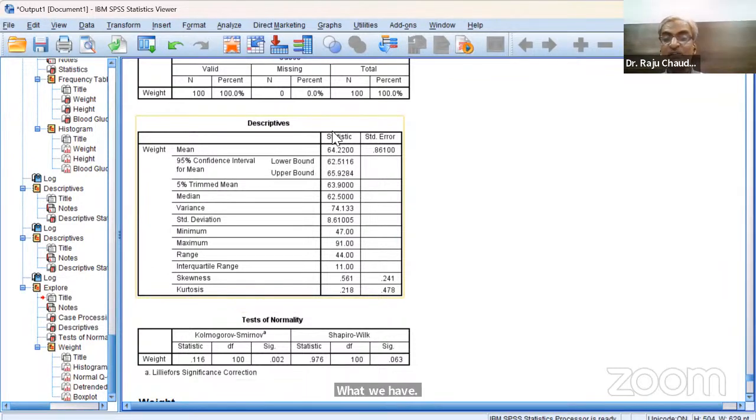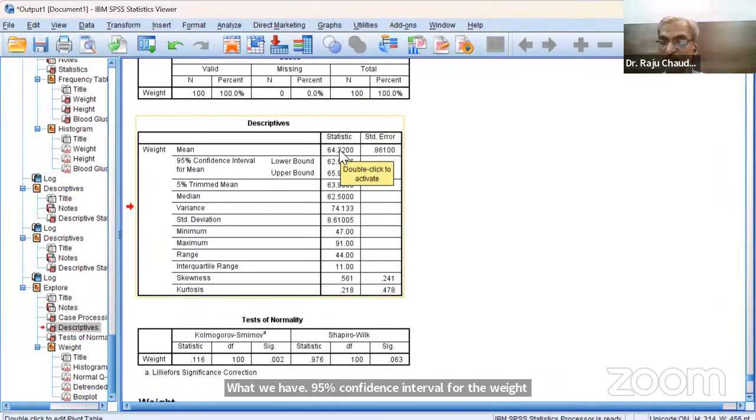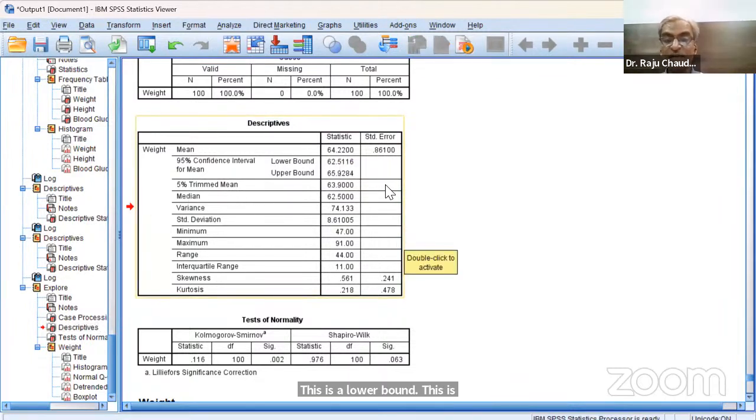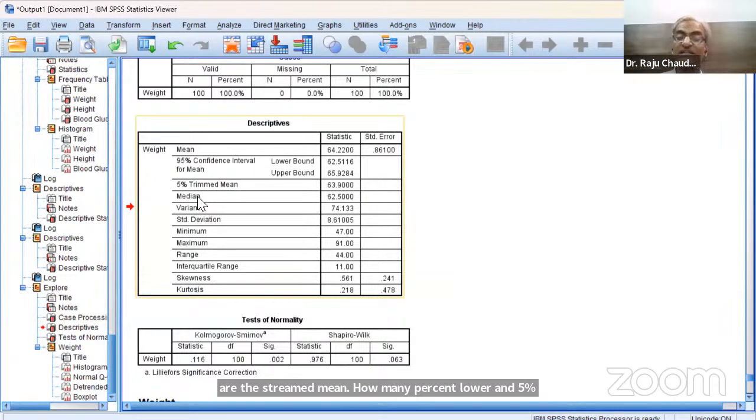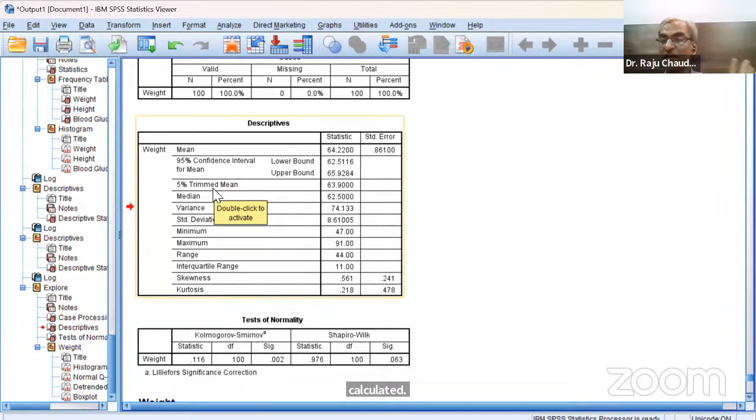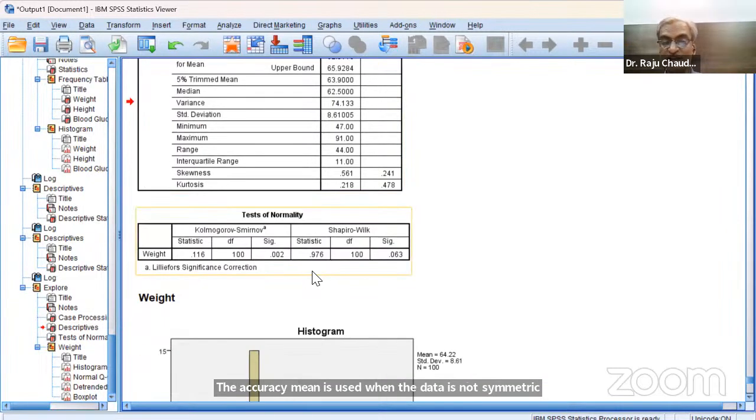95% confidence interval for the weight variable. This is the average, 64.22, average weight in kilogram. This is the lower bound. This is the upper bound. Then these are the trimmed mean. 5% lower and 5% upper data points are eliminated and the means are calculated. The trimmed mean is actually used when the data is not symmetric. Okay. Then median and all these values, right?